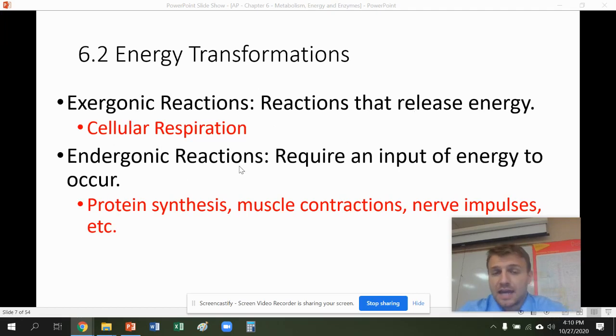Endergonic reactions are the exact opposite. You need input of energy. You need to input energy for this reaction to occur. So you can see muscle contractions, nerve impulses, protein synthesis. You're putting energy into this. This would be like photosynthesis as well.